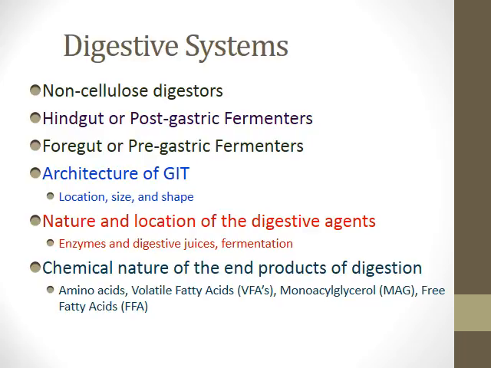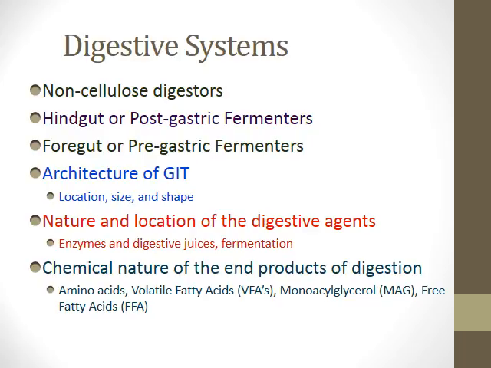Now we're going to look at digestive systems. We're going to look at those of non-cellulose digesters, followed by hindgut fermenters, foregut fermenters, and what I want you to focus on is the different architecture of the gastrointestinal tract, the GIT, the gastrointestinal tract. And look at the location, look at the size and shape, and compare and contrast the different digestive systems of each of the different animals.